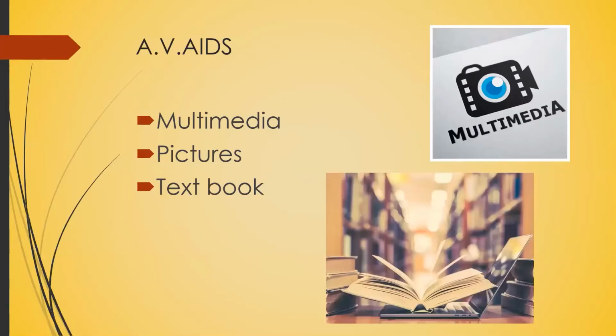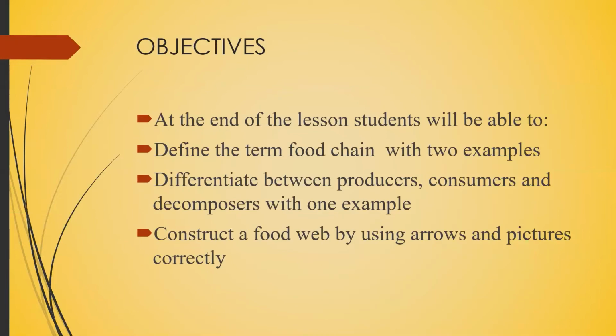Following are the audiovisual aids that are used for this lesson: multimedia, pictures, textbook. Objectives are truly based on 5E model and Bloom's taxonomy. At the end of the lesson, students will be able to define the term food chain with 2 examples, differentiate between producers, consumers, and decomposers with at least 1 example, and construct a food web by using arrows and pictures correctly.